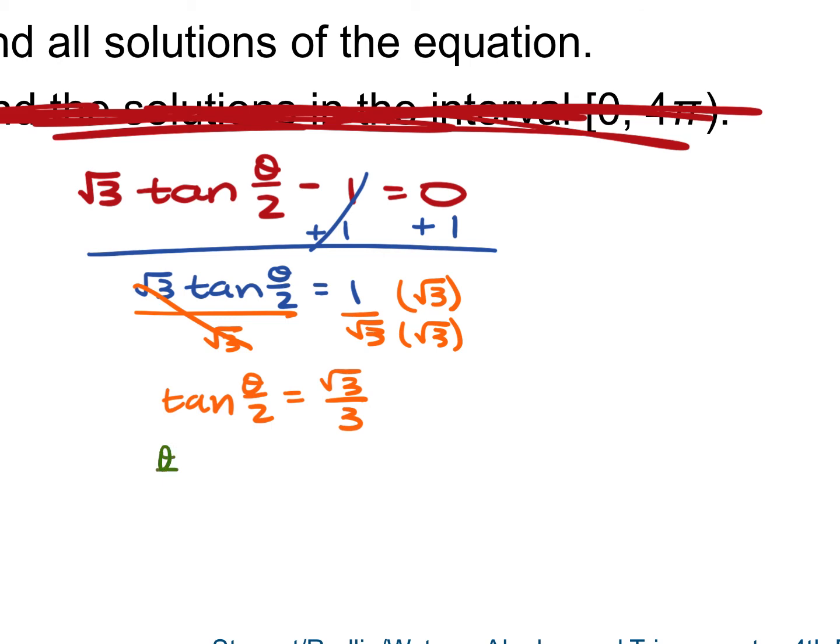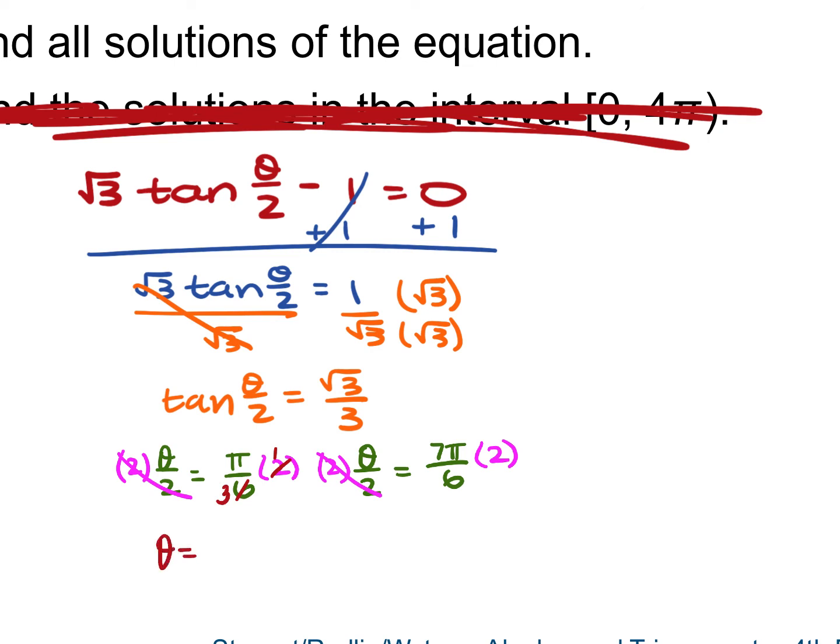So theta over 2 is equal to pi over 6. Theta over 2 is equal to 7 pi over 6. Get rid of the 2 that's underneath theta to where you just have theta. Multiply each side by 2 for both of these equations. It's going to cancel out the 2 on the left side. On the right side, you can simplify the 2 and the 6. The 2 becomes 1. 6 becomes 3. So theta is equal to pi over 3. Same thing with your other equation. Theta is equal to 7 pi over 3.